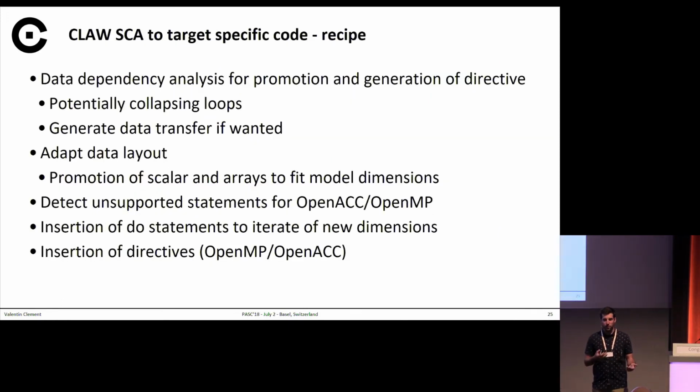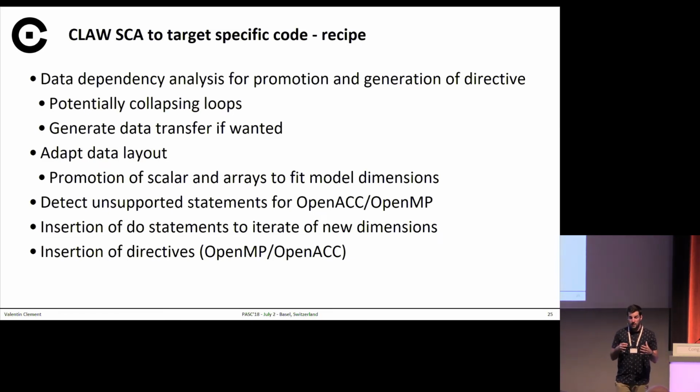But what does it do? Inside we have some recipes that we know work really well in terms of heuristics to transform the code. So of course we do lots of data dependencies analysis to know which variables have to be promoted to fit with the model data. And of course, if we target an accelerator, we have to know what kind of data movement we have to generate in the code. And potentially also we can collapse loops that have no dependencies.